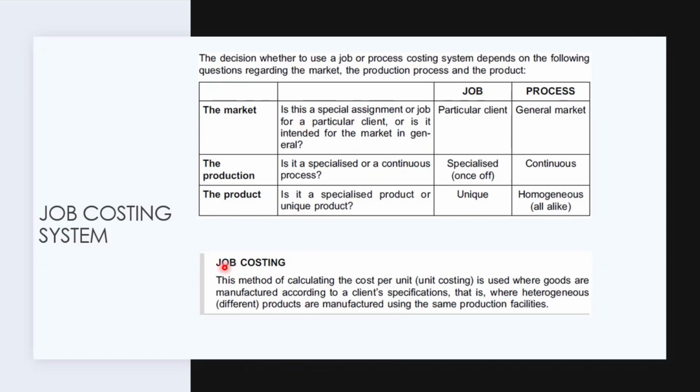So now, since we are covering job costing, and process costing comes after job costing, let's look at what job costing is. So job costing is a method of calculating your cost per unit.